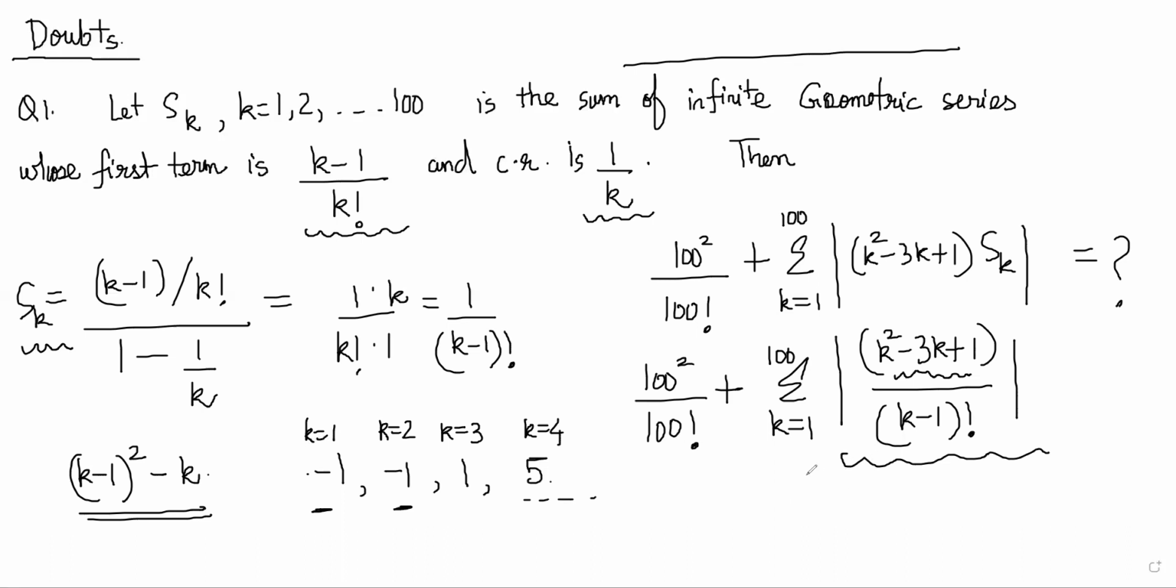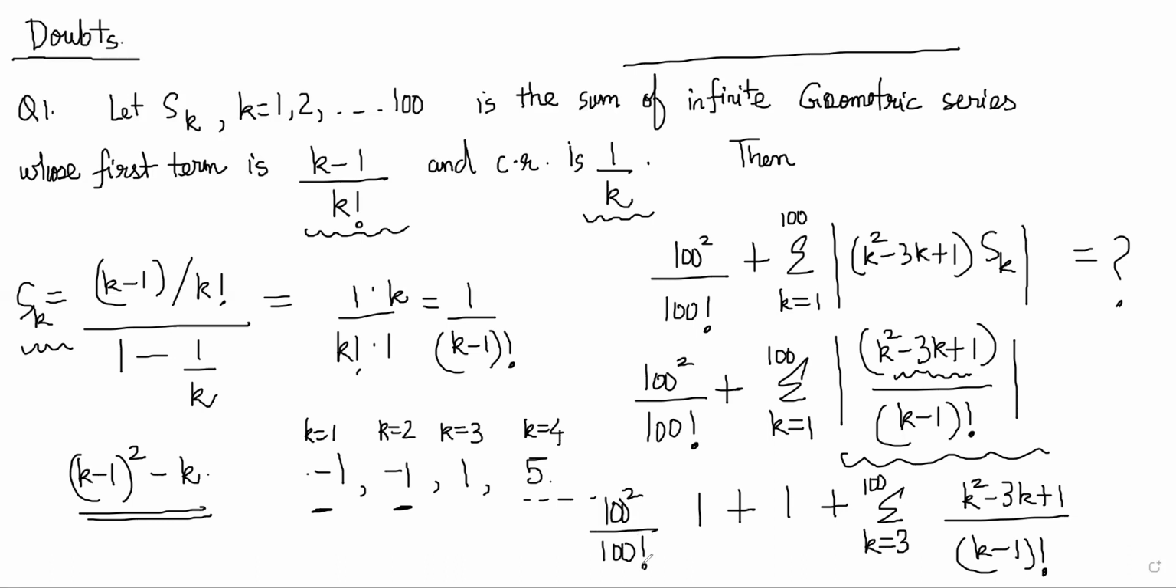So for the first two terms, you can separately calculate it. For k equal to 1, it will be minus 1 by 0 factorial, which is 1, so 1 only, plus k equal to 2, this is still minus 1 by 1 factorial, so still 1 only, after taking modulus. And after that, you have to do the sum from k equal to 3 onwards to 100 of this stuff, which is positive now. And outside there is 100 square by 100 factorial also, which is added.